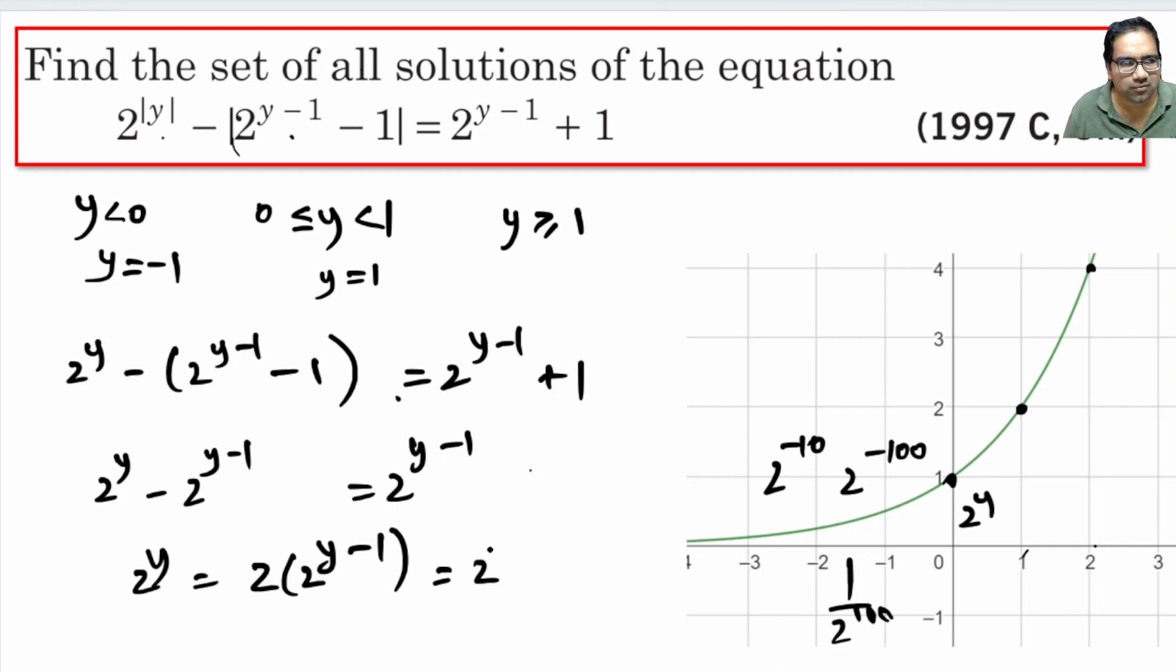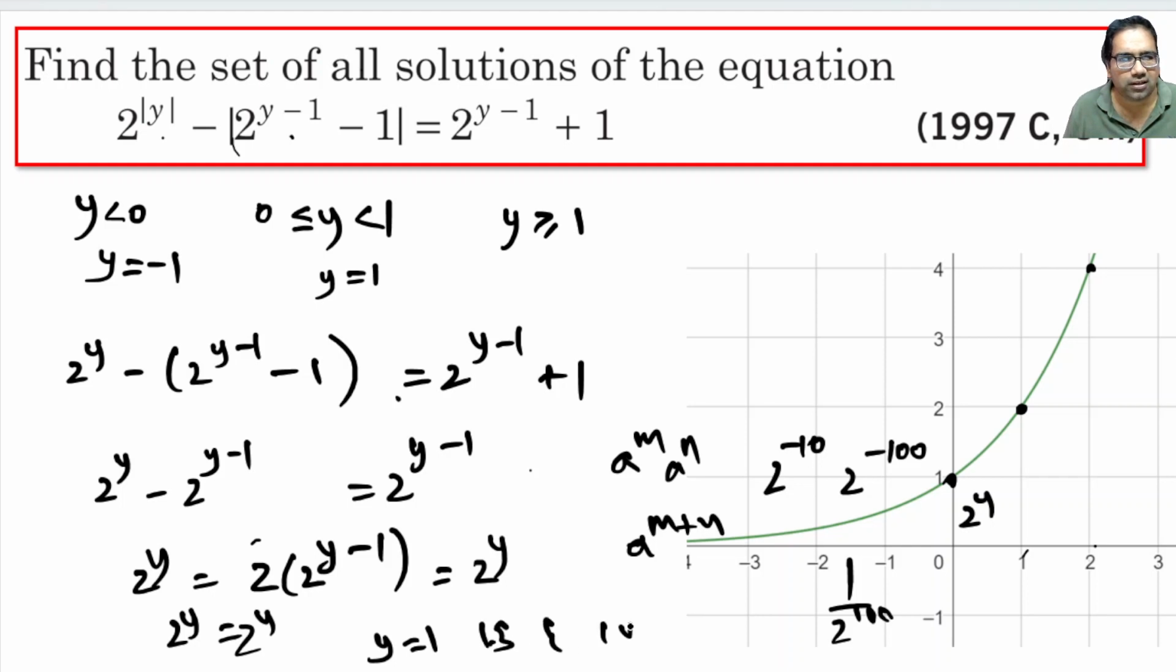That means this becomes equal to 2 power y, right? A power m into a power n is a power m plus n, so 2 power 1 plus y minus 1, which is 2 power y. That means 2 power y equals 2 power y, and y is greater than or equal to 1. So whichever y, this will always match. Whether you take y equals 1 or 1.5 or 4 or 10, it doesn't matter. 2 power y equals 2 power y. So for all y greater than or equal to 1, this equation is satisfied. Left hand side equals right hand side when y is greater than or equal to 1.